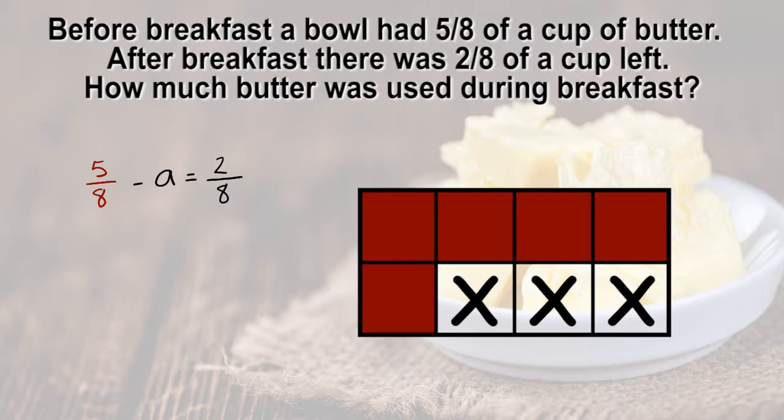In order to find the amount that was subtracted, or the subtrahend, take away the amount that was left, or the difference. Shade in 2 of the eighths using another color to show the amount that was left. There are 3 of the eighths remaining. This shows that the portion that was used during breakfast, 3/8 of the butter, was used.